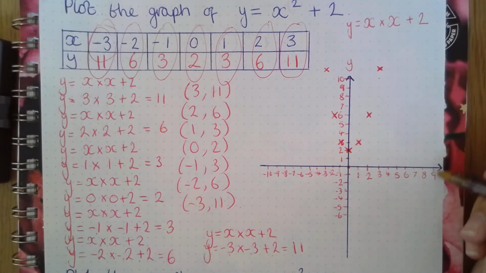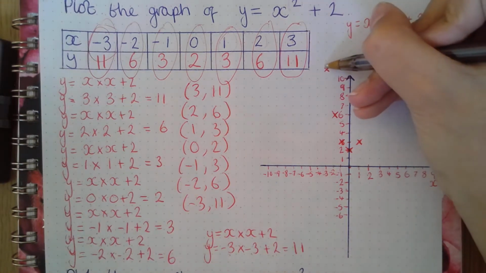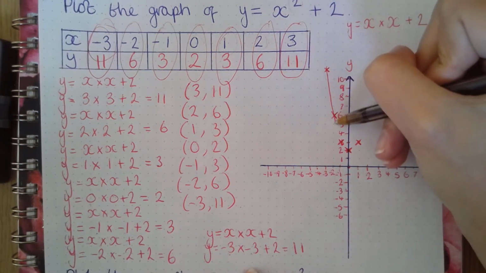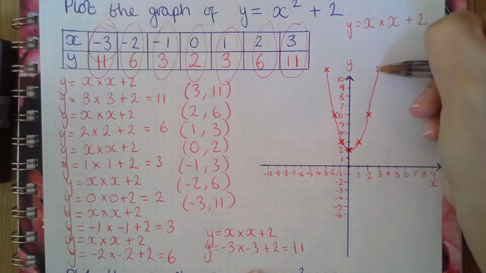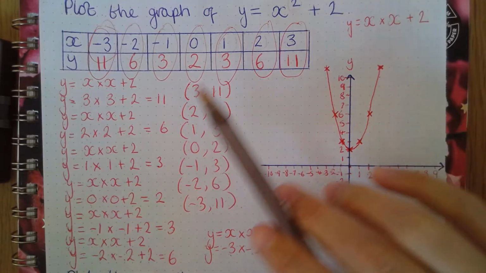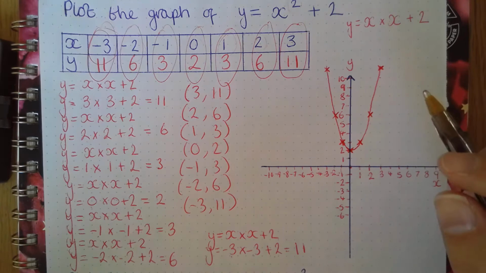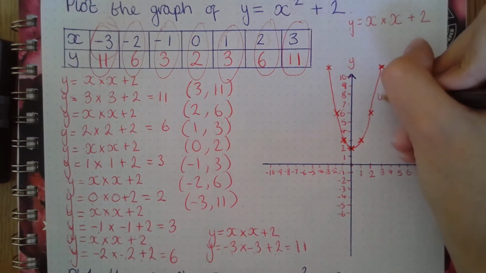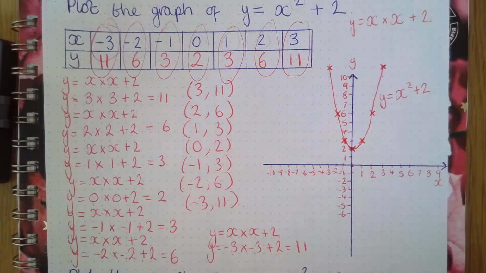So this is our y-axis and this is our x-axis. So you can see that the shape of the graph is a quadratic, okay, which is exactly what we expected because we've looked at shapes of quadratics. So that is that question done. You can write a little label, y equals x squared plus 2, okay, and then the next example.